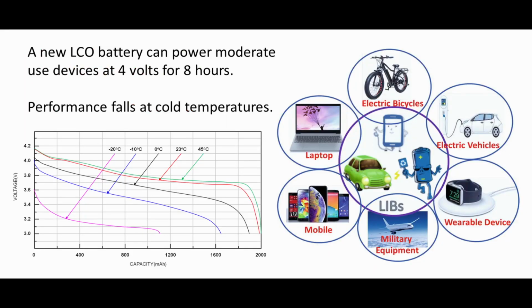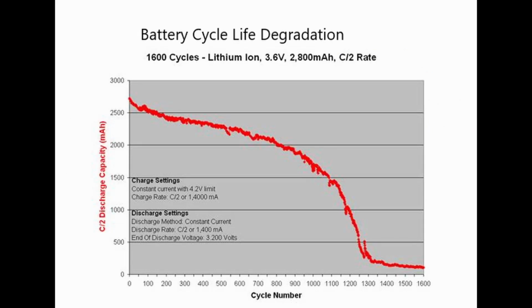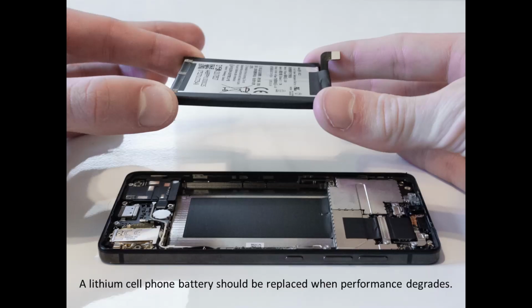A brand new, fully charged LCO battery can discharge at 4 volts for 8 to 12 hours. As the LCO battery gets older and has gone through several hundred charging cycles, the amount of charge it can hold degrades, so its charging time decreases until it is useless. An LCO battery should be replaced well before it gets too old and useless.